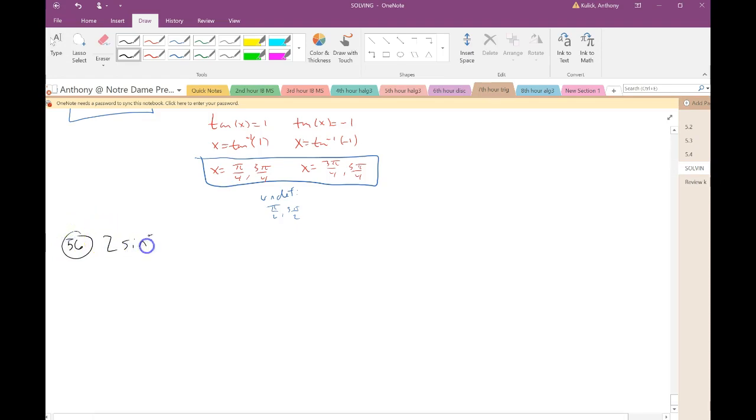56: 2 sine squared x is equal to 1. So here, notice that there's just one single trig function in this. So I can just try to get that trig function by itself directly. I don't have to do any factoring. So I'll divide both sides by 2, and then I'll square root both sides. Remember what happens when I square root both sides of something? Yeah, I get that plus or minus. I don't know why I'm not writing this in red, though. Oops-a-daisies.